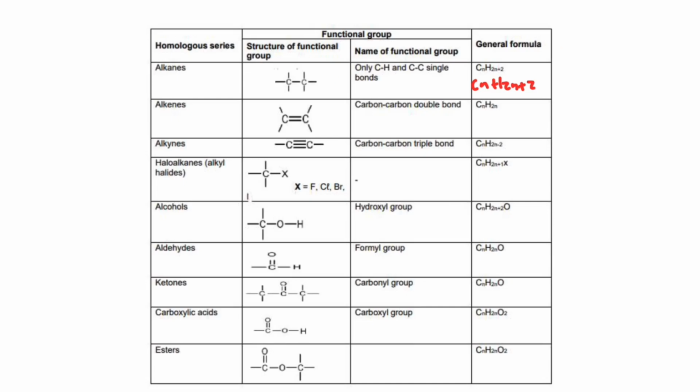Let's take another look. The name of the homologous series is alkanes. This is the structure of the functional group, and this is the general formula. So if the question says draw a structure of the functional group of alkanes, this is what we are expecting. The general formula says CnH2n+2. Let's make sense of that before we move to alkenes. Okay, let's say we have these 3 carbons that are bonded to each other, right?